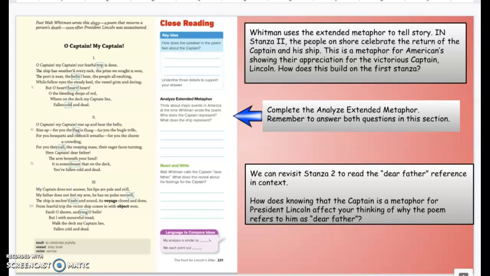And then you'll notice in stanza 3 that it focuses on the death of the captain, serving as the end of the story. So what we're going to do now is I want you to complete the Analyze Extended Metaphor. Please remember to answer both questions in the section: who does the captain represent and what does the ship represent? And then the very last thing to do is the React and Write, where you can revisit stanza 2 to read the "Dear Father" reference in context, because you're going to be answering this: Walt Whitman calls the captain "Dear Father." What does this reveal about his feelings for the captain?